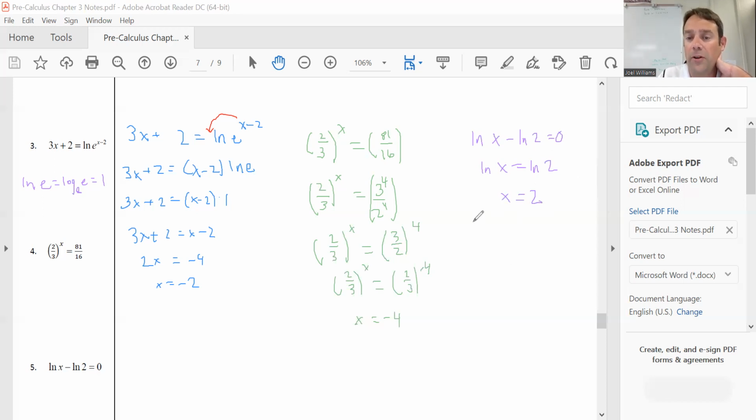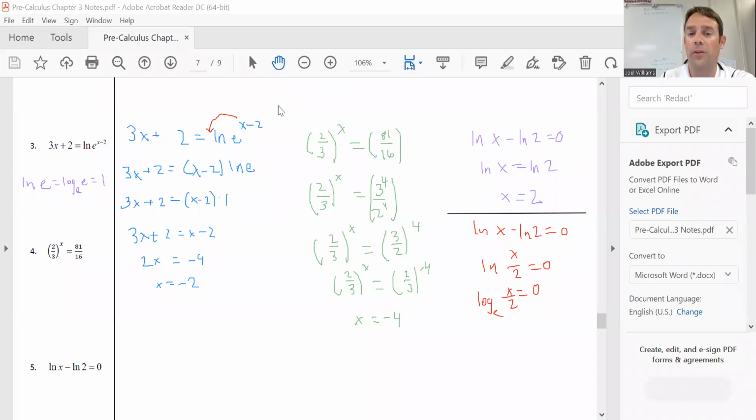For my purists out there, if you want to use a little bit more of some sort of a log rule, if you remember that when you're subtracting logs that have the same base, you can combine them with division. So the log of x minus the log of 2 would be the same thing as the log of x over 2. Natural log is the same thing as log of base e. Again, this is just another way to solve it. It's not the way I would recommend, but it does work for you.